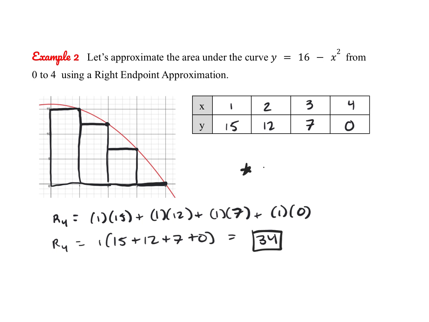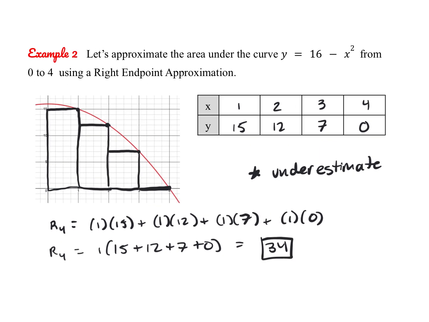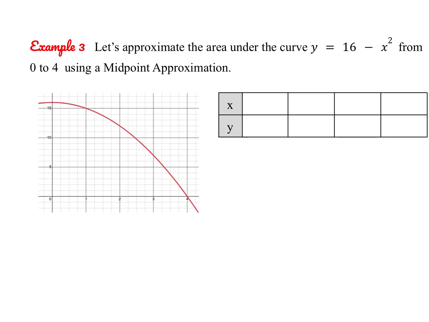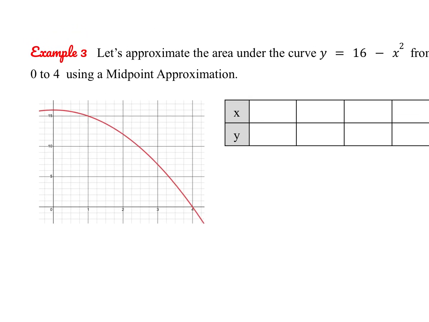So we can see, again, based on the picture, that this is an underestimate. You can see it is significantly lower than our last estimate, which was 50. So last for this curve, we're going to try a midpoint approximation to see what we get. Again, this time, the height of each rectangle is going to be dictated by the midpoint of each interval.